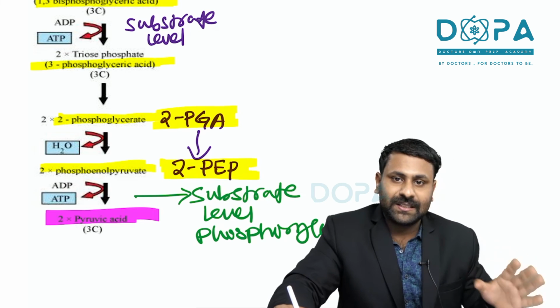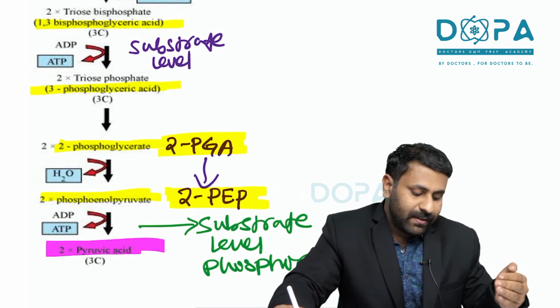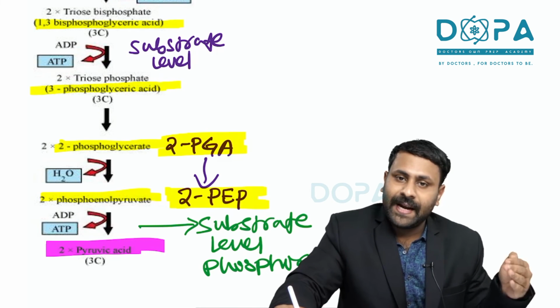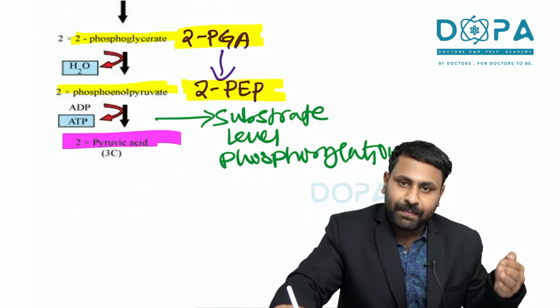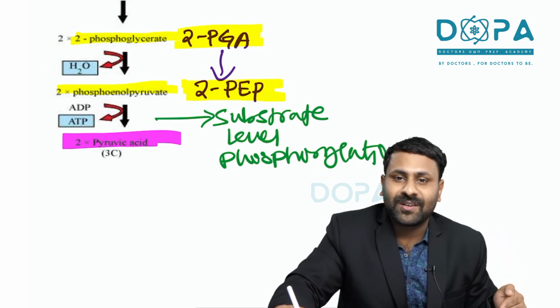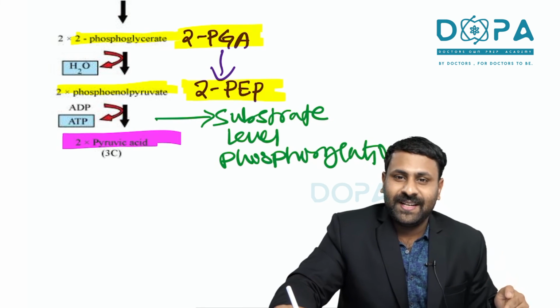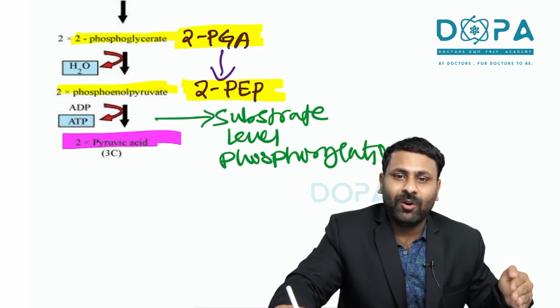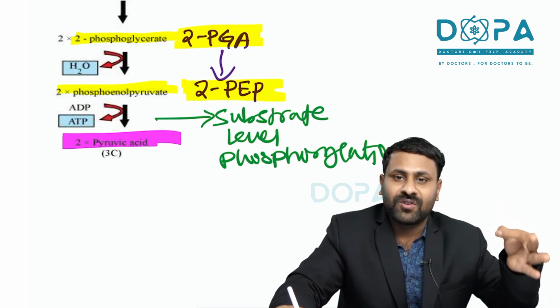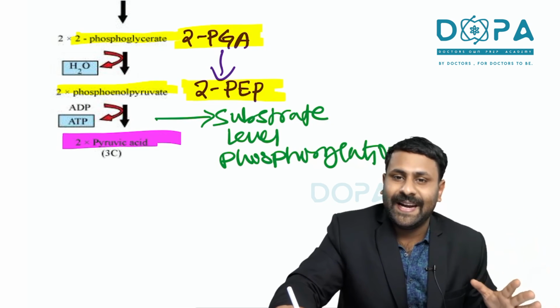7th step and 10th step. Accurately, we can say that when 1,3-BPGA is converted into 3-PGA, ATP is produced. Then in the last step, when PEP, phosphoenol pyruvic acid, is converted into pyruvic acid, ATP is also produced. These 2 kinds of ATP synthesis in glycolysis are called substrate level phosphorylation. The substrate provides 1 phosphate group to ADP, forming ATP.